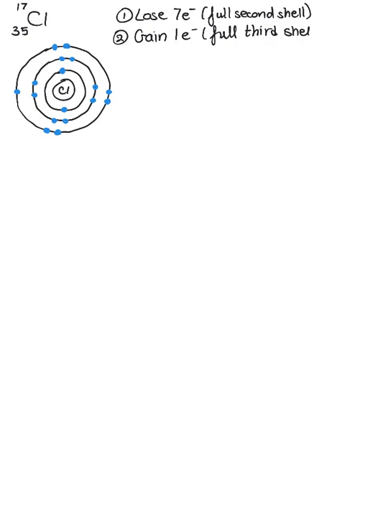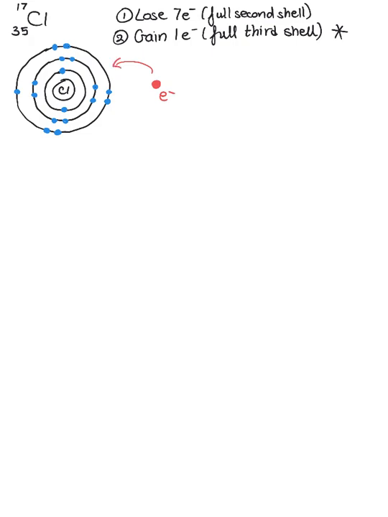third shell. And we know that atoms are always going to choose the path of least resistance, the easiest method. So instead of losing 7, chlorine is going to gain 1 electron. It is going to find an electron in order to fill its third shell. Now I'm just going to draw that extra electron. So it's going to gain an electron. So there's going to be an electron out there somewhere. Okay, there's an electron out there somewhere, and chlorine is going to gain it.